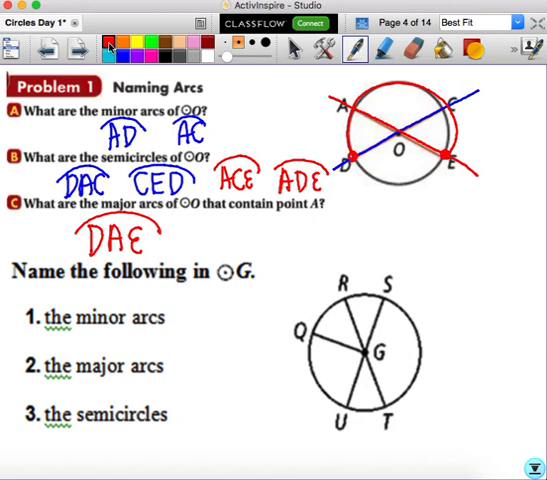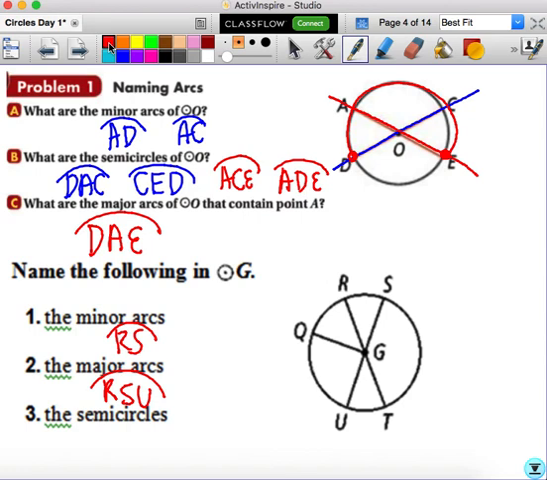As long as they're bigger than half the circle and they contain point A, we're good to go. So practice down here at the bottom, name one of each. A minor arc is just anything that's less than half the circle. You could have a variation of answers here. A major arc is just bigger than half the circle. Again, you could have many different answers here. We just want to practice with those three letters.